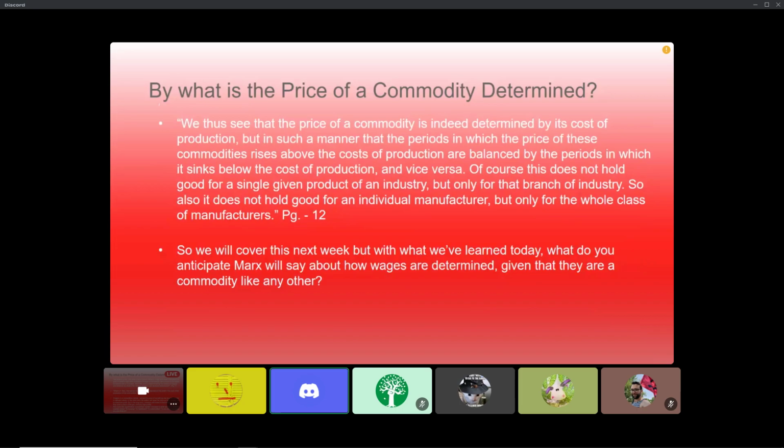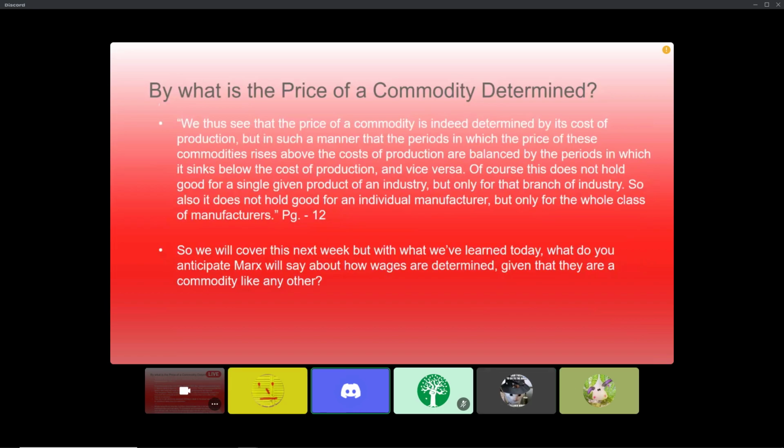So this week we've thus seen that the price of a commodity is indeed determined by its cost of production, but in such a manner that the periods in which the price of these commodities rises above the cost of production are balanced by the periods in which it sinks below, and vice versa. Of course, this does not hold good for any single given product of an industry, but only for that branch of industry.